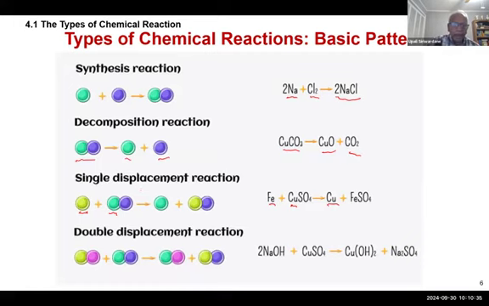Double displacement is when both switch each other. There is swapping of atoms here. That's called double displacement. So these are based on complexity of form, or what happened to the reactants. These two are double replacement. Copper is going to replace sodium, and OH is going to replace the other.